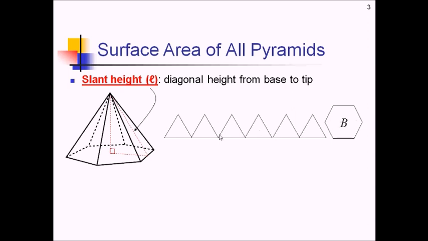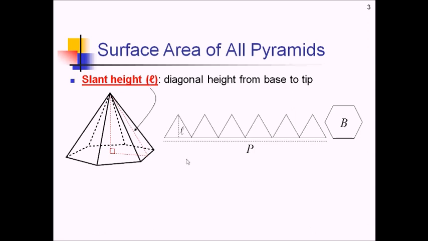So to find the lateral surface area, we need the area of all these triangles added together. Well, we need all the bases. Those all add up to the perimeter of the shape. That's just the distance around the base. We also need to know the heights of these triangles, which happens to be this slant height here.